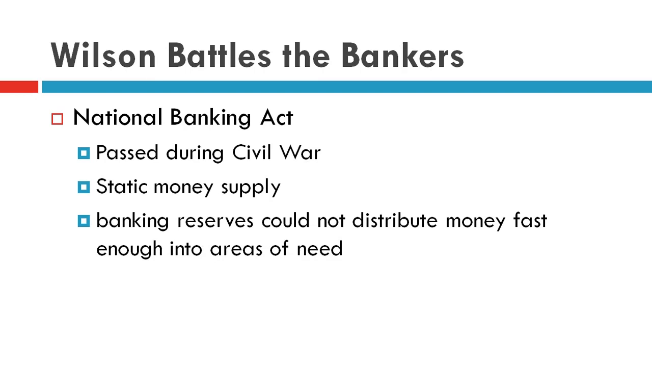Now, the most serious problem of the National Banking Act, which was passed during the Civil War, was the inelasticity of money. In times of financial stress, banking reserves, which were located in New York and other large cities, just couldn't distribute money fast enough into areas of need. So in 1913, Congress passed the Federal Reserve Act.